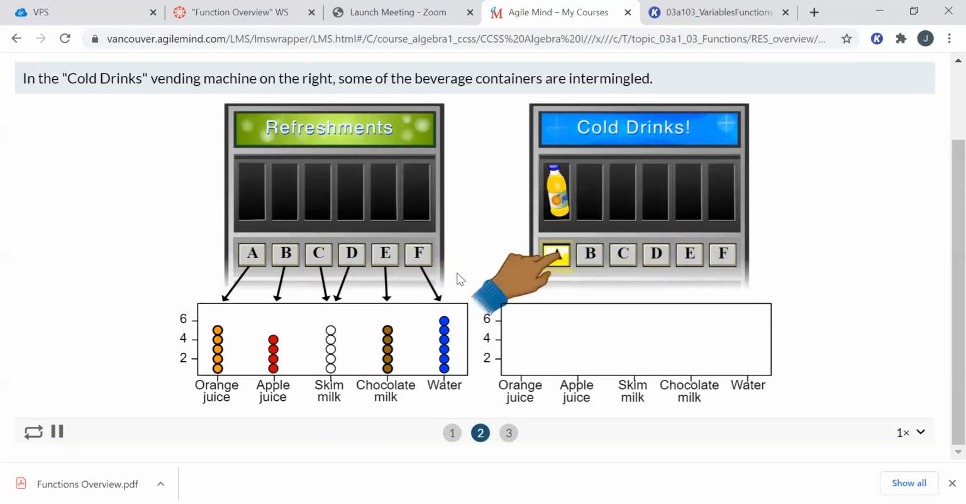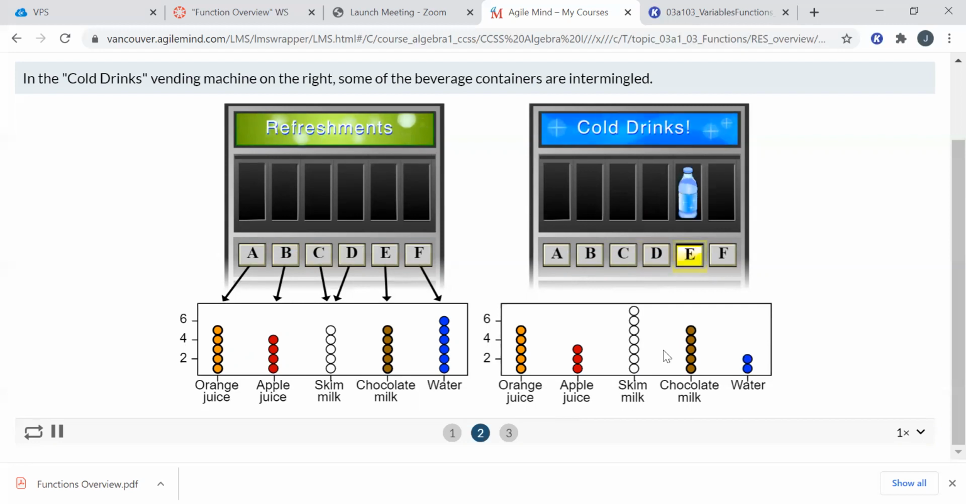I'm going to push play again. We're at the cold drinks. Look, that one gives me orange juice as well when I push A. And if I push B, I get apple juice as well. This is really exciting. What's going to happen next? If I push B, I get skim milk. Did you see that? I can't go back. If I push C, I also get skim milk. If I push D, I get chocolate milk. If I push E, I get water. And if I push F, I get more water.